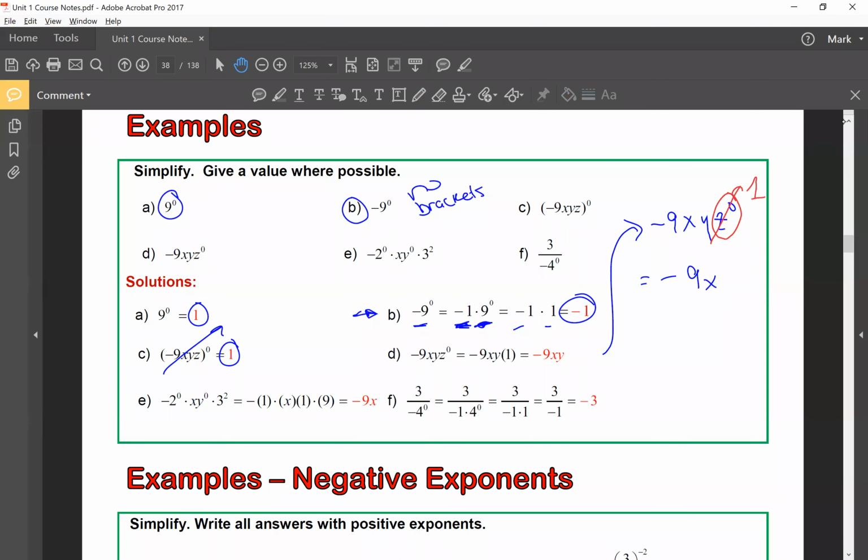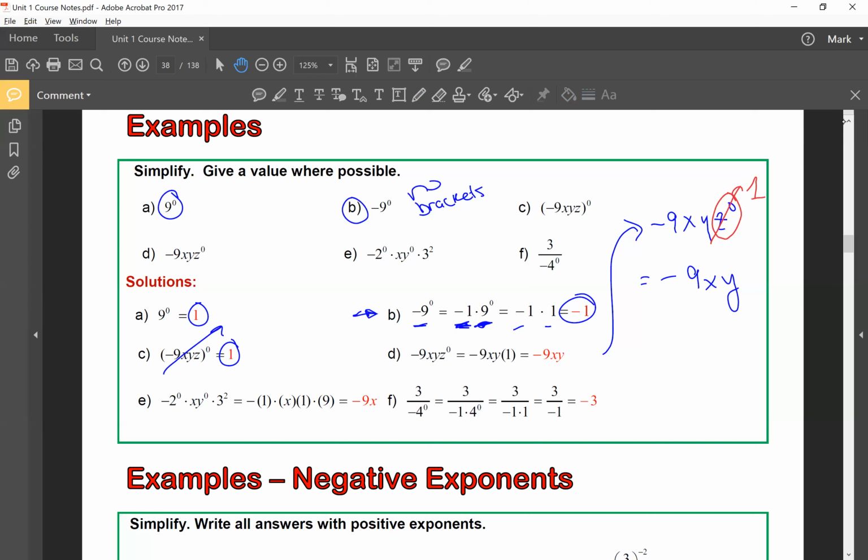But the z is the only one affected. So I get -9xy. The z just goes away. You could write 1. I'll tell you this right now, I will never, ever, ever mark you wrong if you put a 1 in. You just don't need it. But you're never wrong if you put a 1 there.